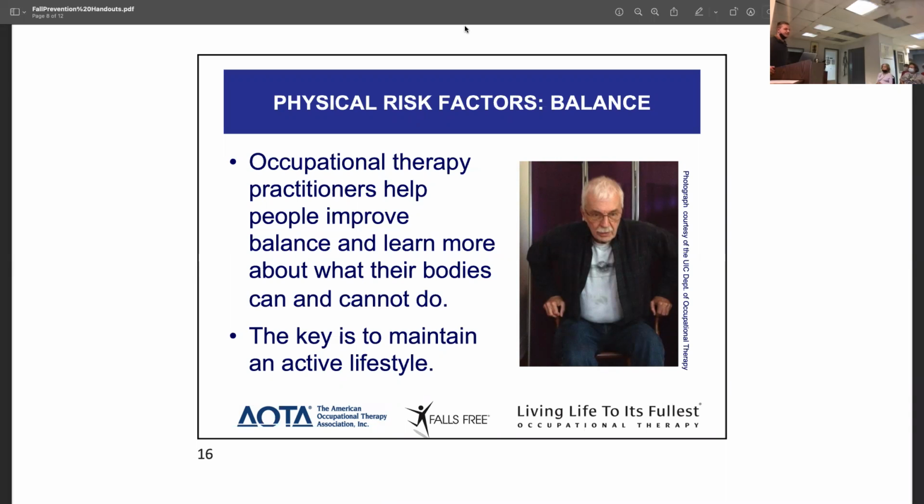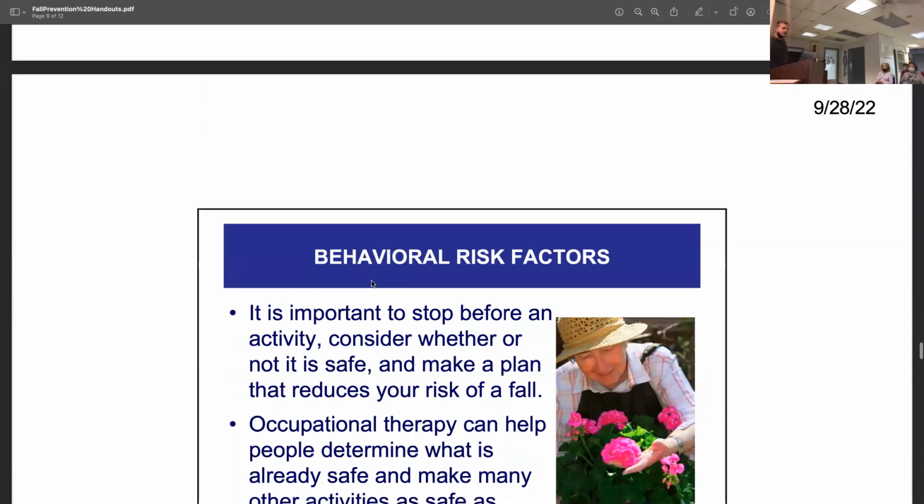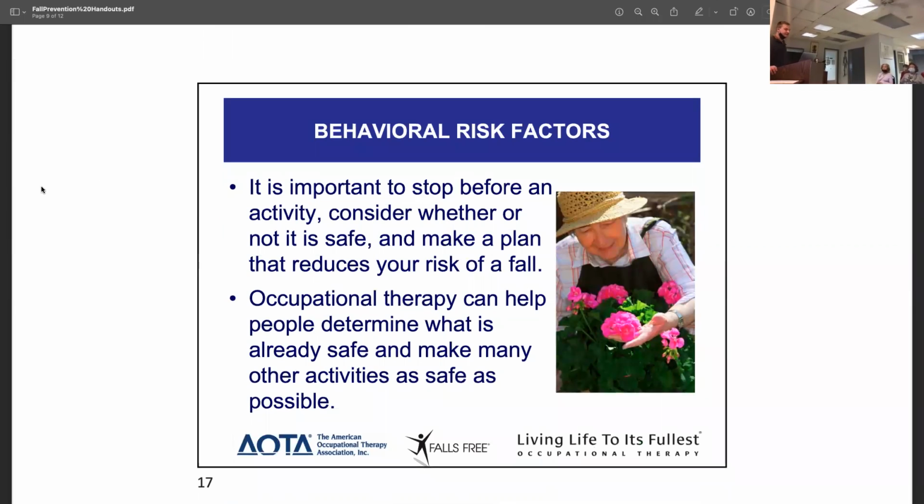So the key is to safely maintain an active lifestyle. That's the summary point of what I'm trying to say today. Occupational therapy practitioners can help people learn more about what their bodies can and can't do, and teach people how to modify activities so they can still do these activities as safely as possible. So every person has to make decisions about how to engage in activities to be as safe as possible. Sometimes we need to plan ahead and modify how we do things to take advantage of our strengths and compensate for things we are no longer able to do as well as we used to do. So for example, when you go to sit down, you might stop to think about the best place for you to sit and choose a higher chair instead of that comfortable sofa to make it easier to stand back up.